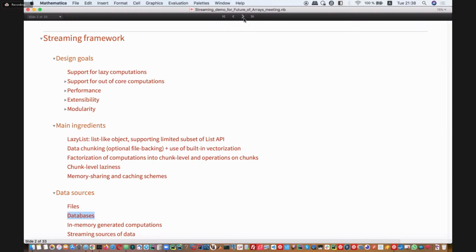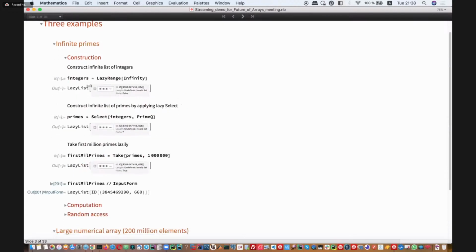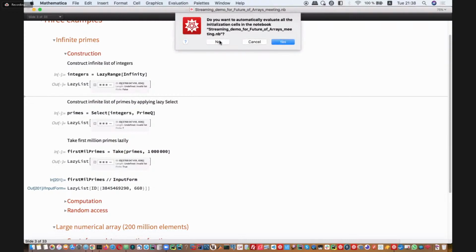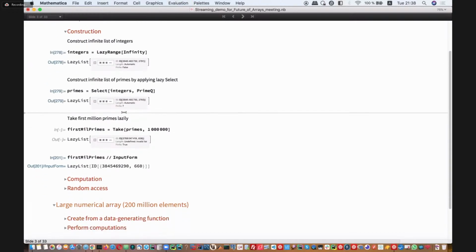Okay, so let me start with 3 examples. Each of these examples illustrate things which are hard or impossible to do well in the kernel currently, and which streaming does. So first of all, let's start with an infinite list of primes. Here I'm creating an infinite list of integers. Now I'm doing select on that, and notice that it returns a lazy list, but it doesn't do any work yet.